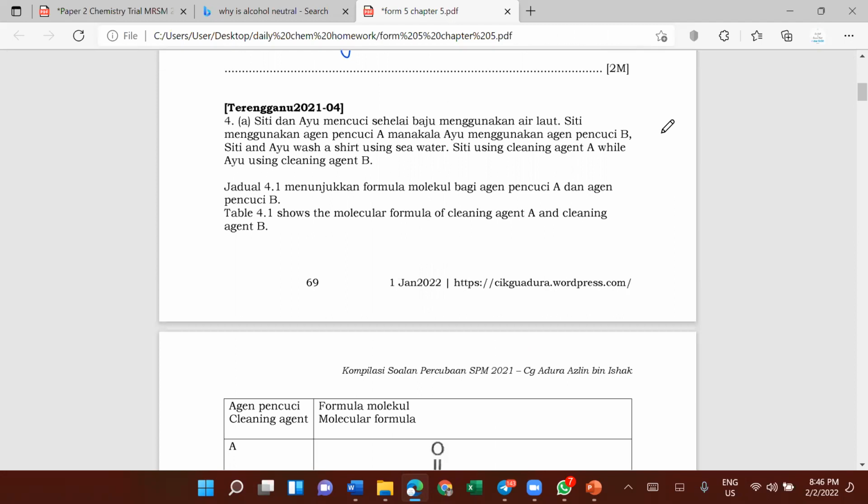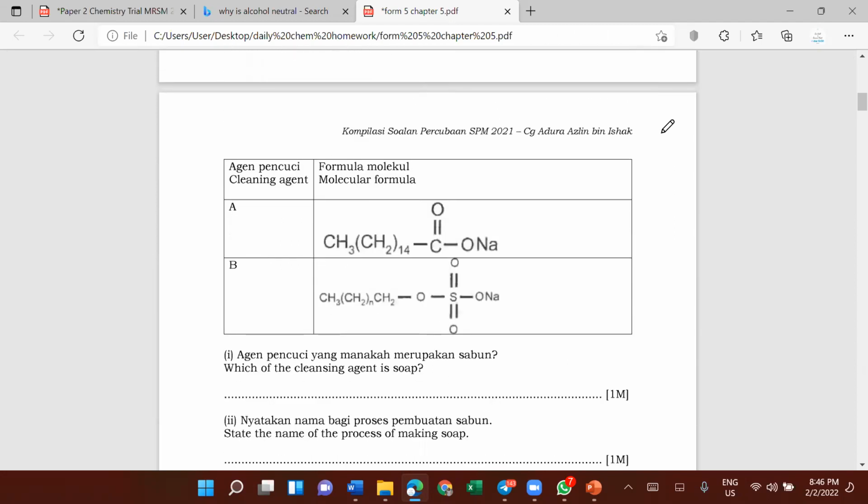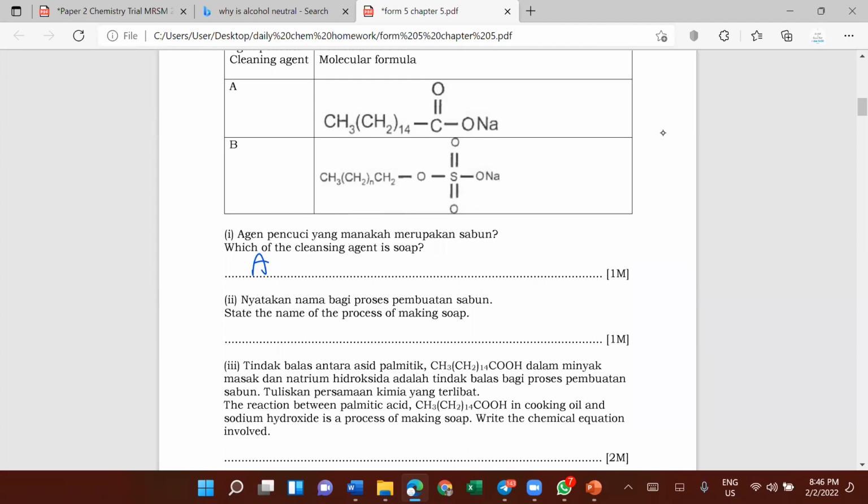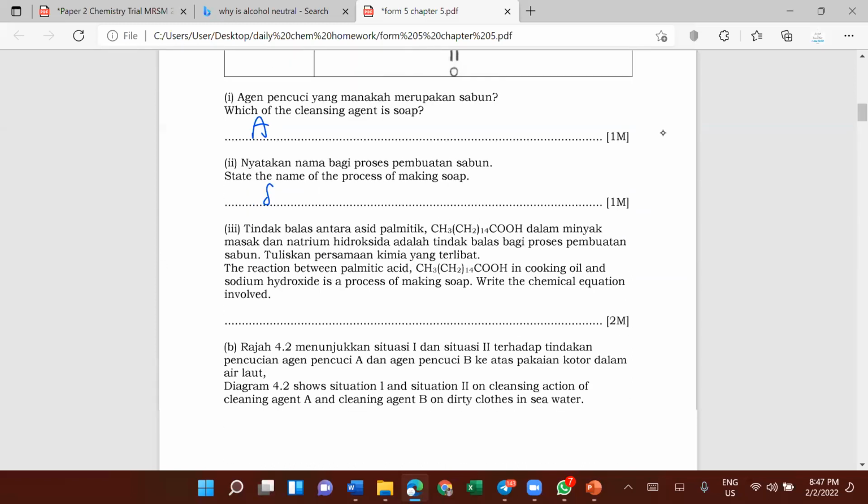Okay, these are the questions. This is the question that teacher wanted to do. Which one is soap? A. Very good, excellent. Okay, going faster already because you're super smart already. Name the process of making soap. Saponification. Very good. Saponification. Teacher won't waste time because there isn't enough time.